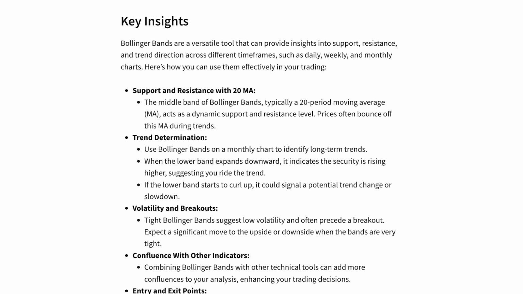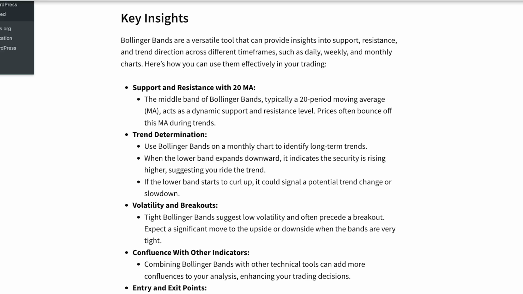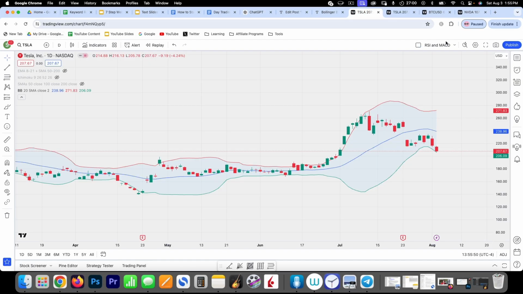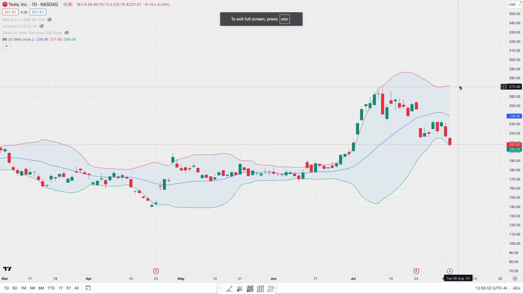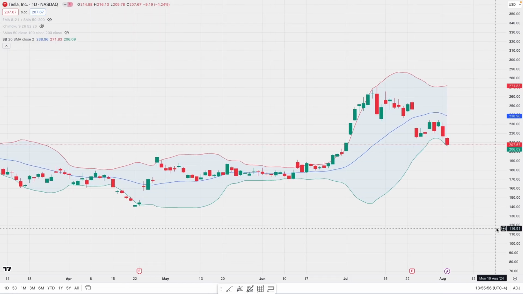This article you can find below this video just to reference it yourself. But let's jump over to TradingView now and take what we've learned here in this quick discussion and look at some charts and see how it applies. So this first chart, we're just going to look at Tesla, and this is the daily chart, and we are on a linear scale here.